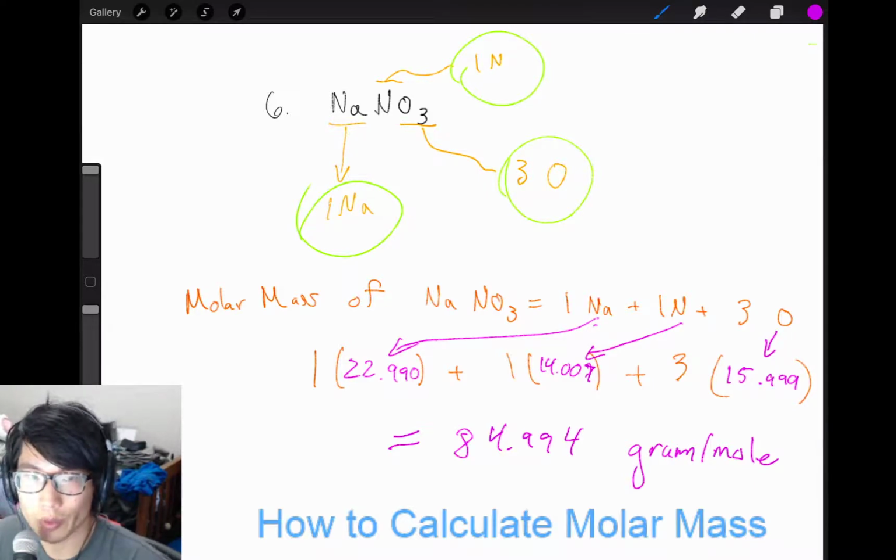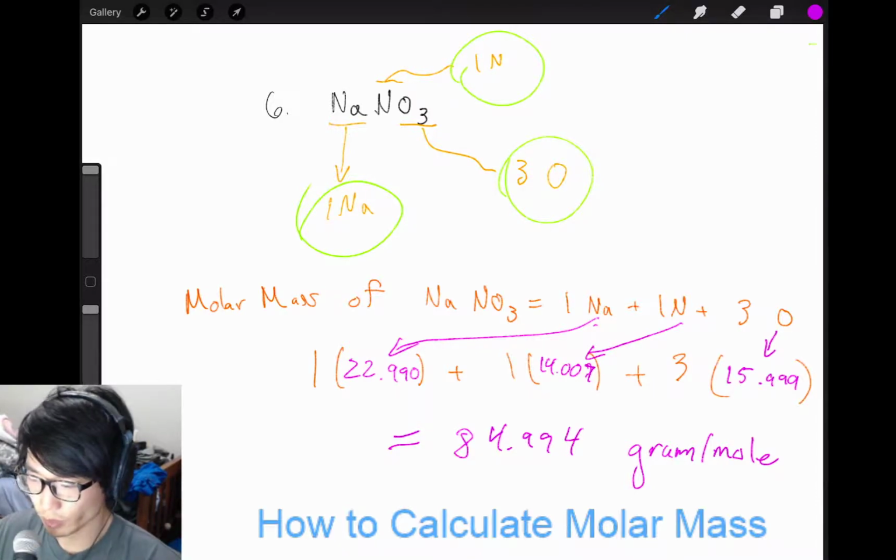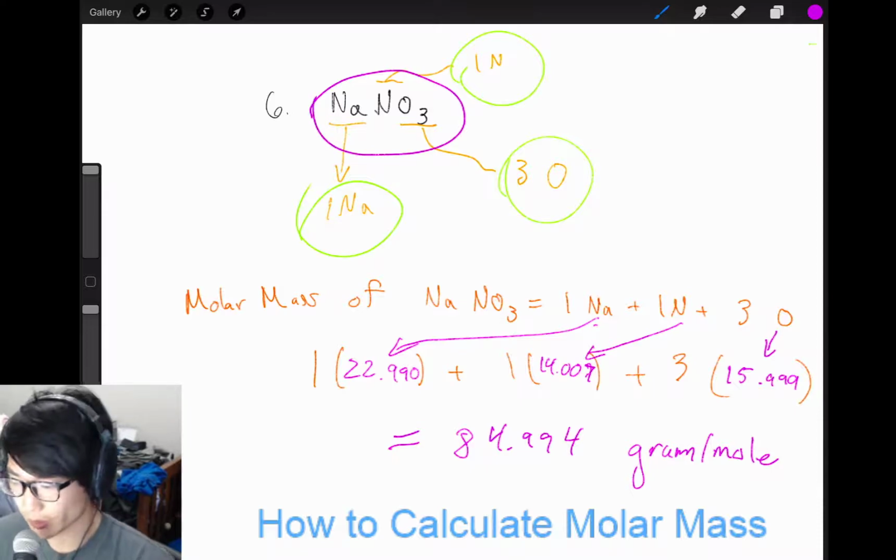The thing to remember is just break it down. Break down your molecule. Break it into its pieces. In this case, we had 1 Na, 1 N with 3 oxygens, and then just add up the mass of all those pieces, and that will give you your molar mass.